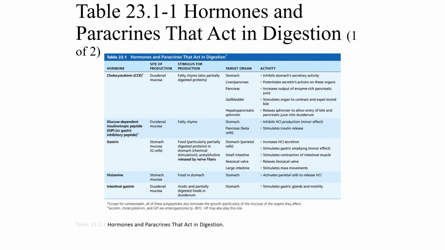So the first hormone is CCK. The second hormone is gastrin. This is stomach gastrin. All right. The next hormone is histamine.